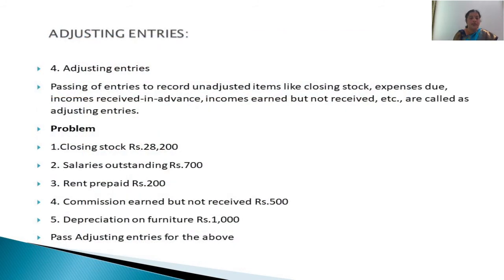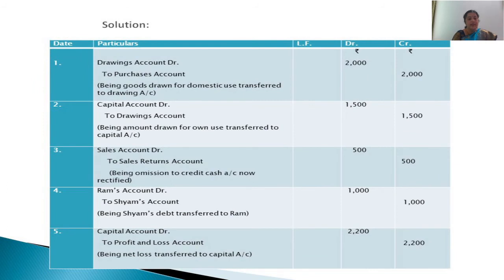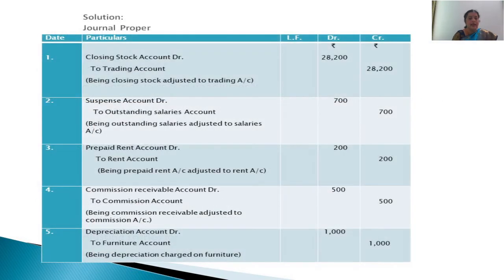Then the fourth one, commission earned but not received. Commission earned means we have already provided the service but not received, rupees 500. It is also an item of asset. So in this case, the entry has to be commission receivable account debited, because it is an item of asset, because we have already earned commission. So commission receivable account is debited to commission account. That means we have already provided the service, so commission is due from them, but we have not received it. So commission is an income for us in this case, as well as an asset. So to commission account, which is an item of income.